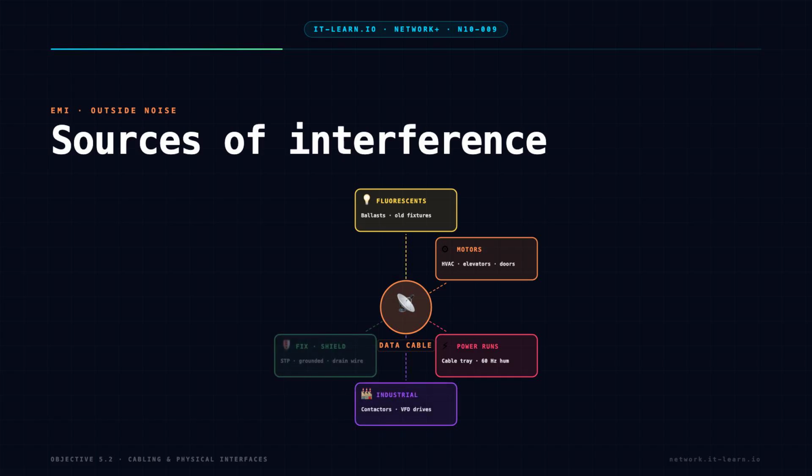Mitigation is shielding and separation. Shielded twisted pair, STP, for high noise environments. And keep your data cables away from power. A few inches of separation buys you a lot of margin.